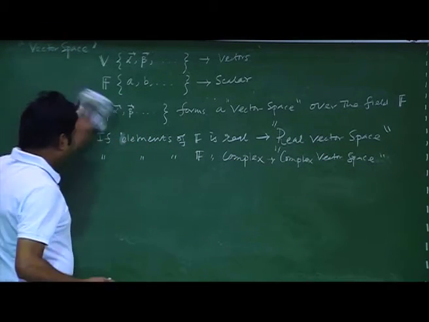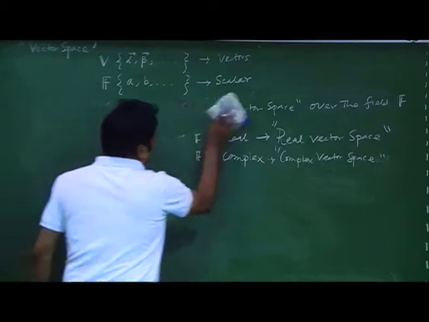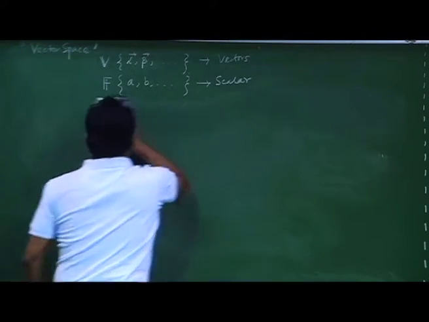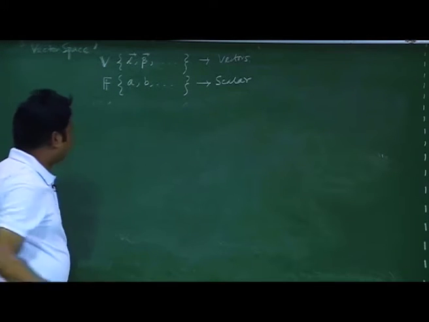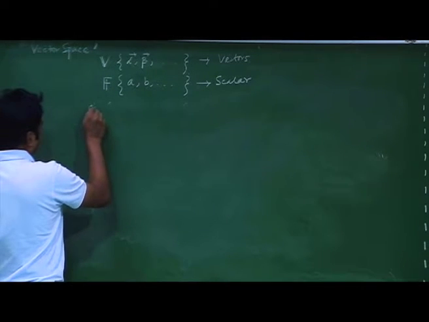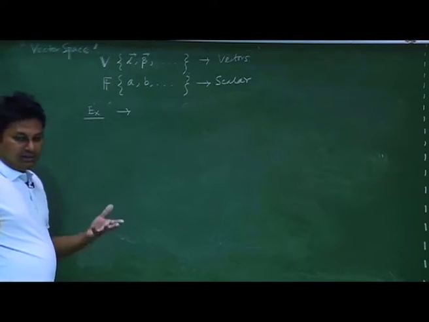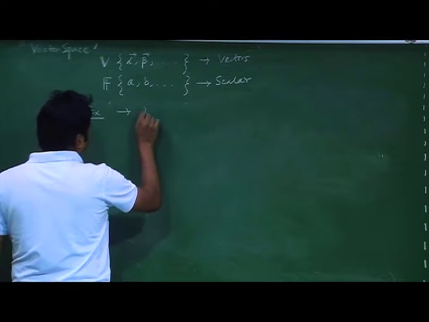So before finishing this class, I will give you two important examples of this vector space. One example is, as I already dealt with, the normal vectors.